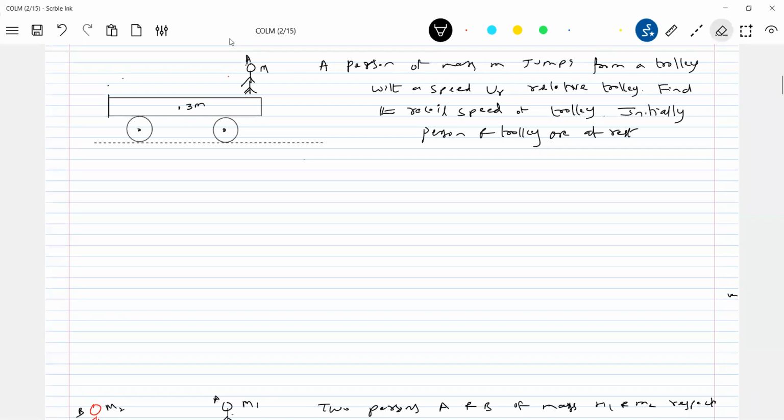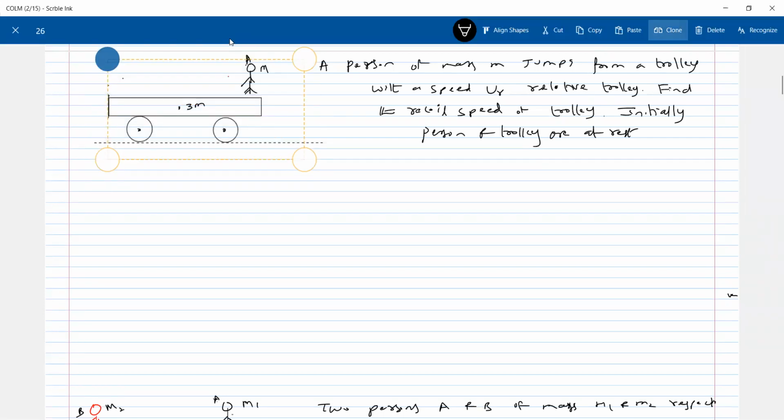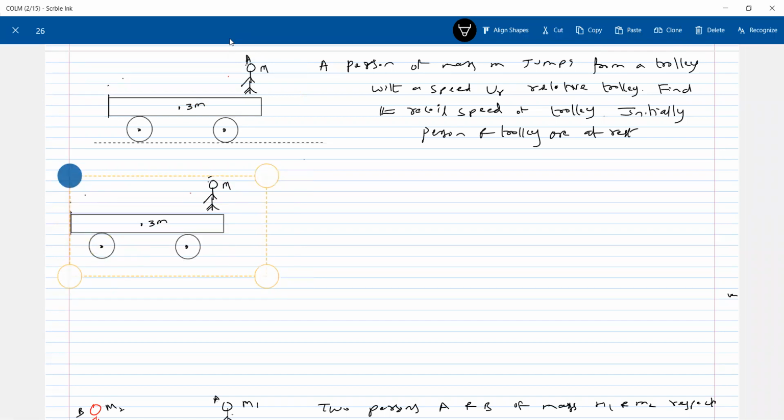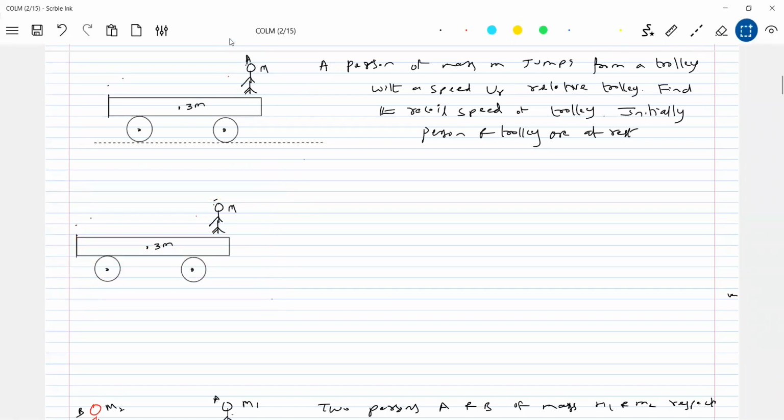Okay, when this person makes a jump here, he jumps with a velocity u_r relative to the trolley. Why should the trolley recoil back?